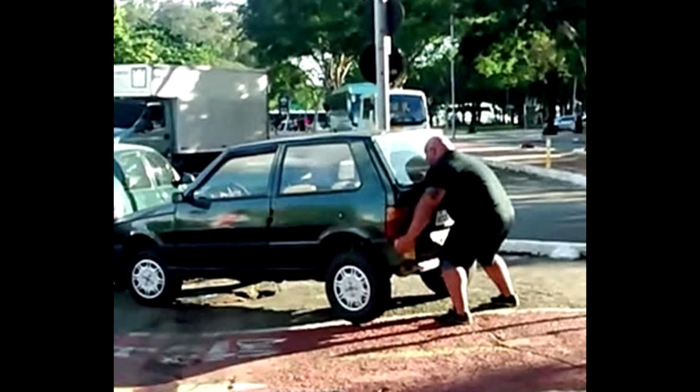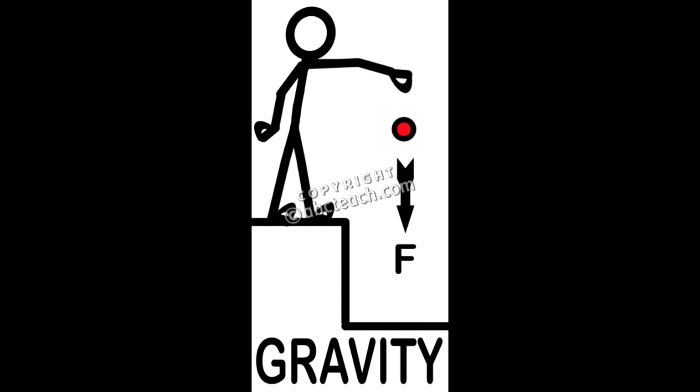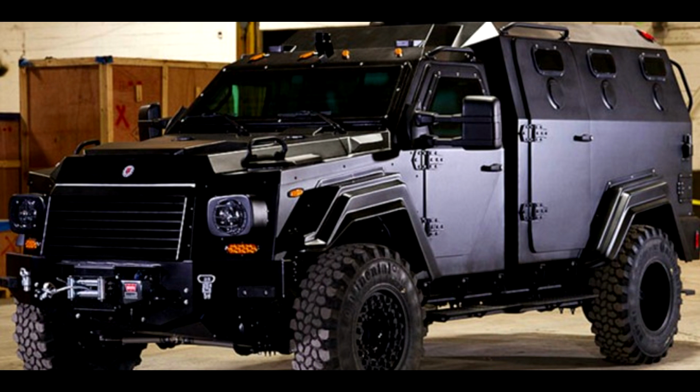Take a car for instance. Why can't we pick up a car? We cannot pick up a car because the car has a lot of mass. And because it has all this mass, it has a greater amount of gravitational force. Therefore, when we try to lift the car, the gravity is pulling it back down, and that is because of its mass. Less stuff on the car means it has less mass.